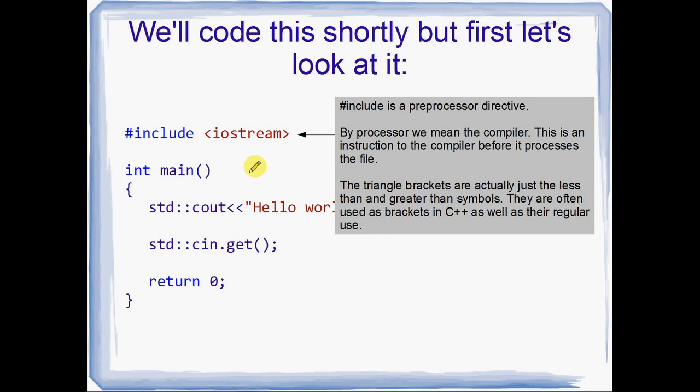Okay, let's go line by line. We'll have a bit of a look at these things. The first line, include iostream, is what's called a preprocessor directive. The preprocessor is the compiler, pretty much, and the preprocessor is what happens before the compiler compiles our exe file. The triangle brackets are less than and greater than symbols, and they're often used as brackets too, as well as being less than and greater than symbols.